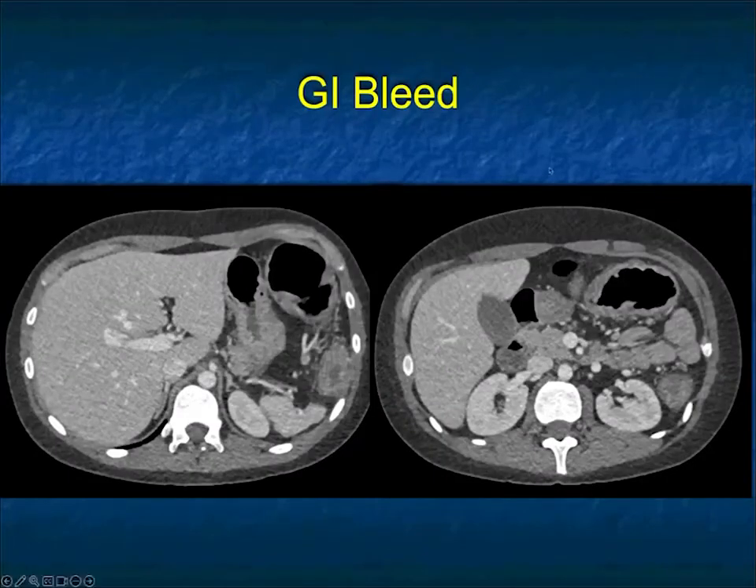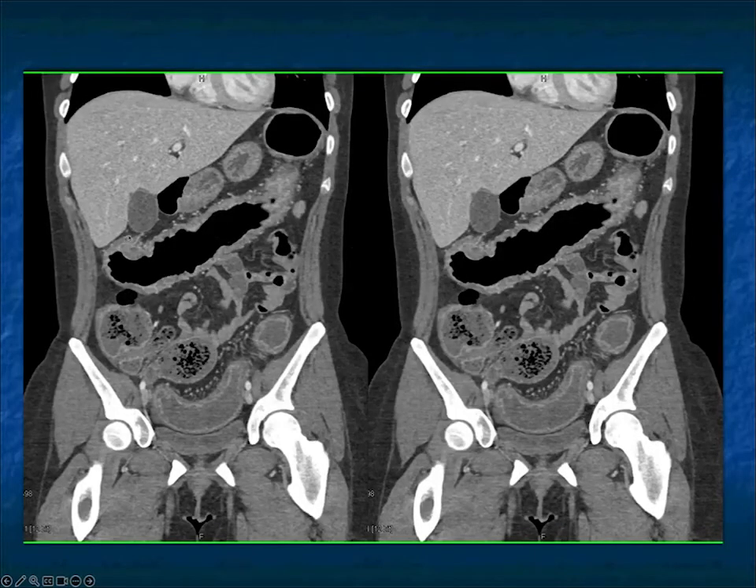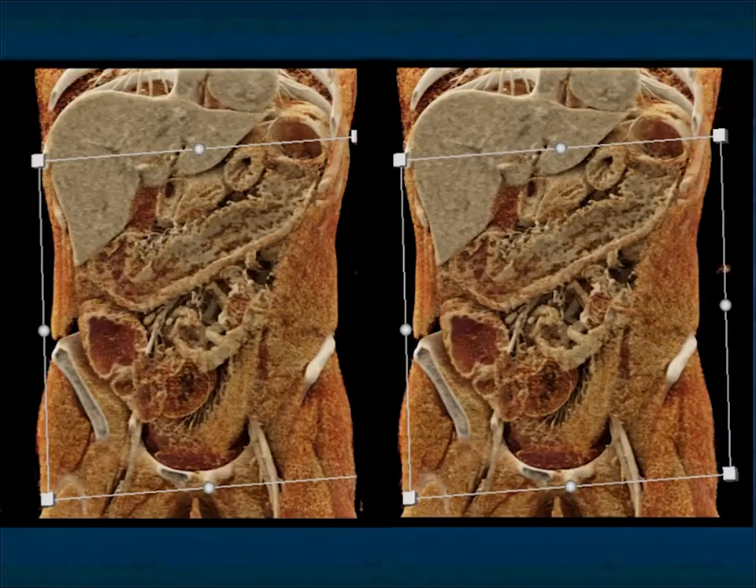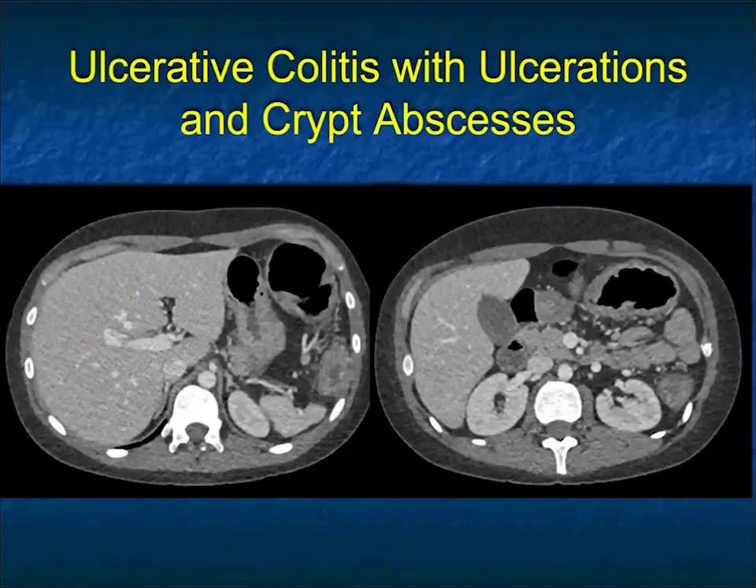GI bleed, what do you see here? Look at the patient's splenic flexure and descending colon is thickened, but look at it on the coronal. Look at the transverse colon. Look at the cecum. Look at the sigmoid colon. You're dealing with a pancolitis with really impressive ulcerations of the colon. Look at it with cinematic, really impressive pancolitis. You could think about pseudomembranous colitis. You could think about other infectious colitis. You also have to consider ulcerative colitis, and this was ulcerative colitis with large ulcerations and crypt abscesses. A really nice case.